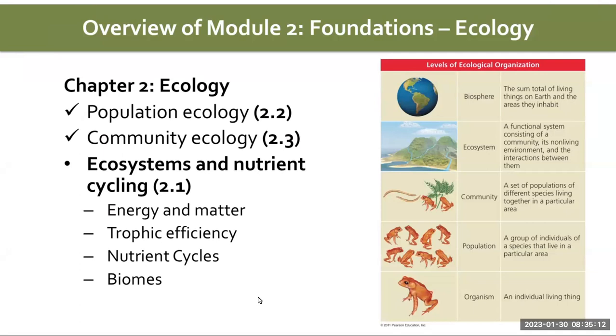We are going to break this up into two separate recordings. In this first recording, we're going to cover these first two topics of ecosystem ecology, energy and matter, as well as trophic efficiency. We talked a bit about food webs and trophic relationships in the community ecology lecture, but I'm going to add another layer to that discussion. In a separate and second recording, we will talk a bit about nutrient cycles and how matter moves through ecosystems, and I'll introduce the concept of biomes.